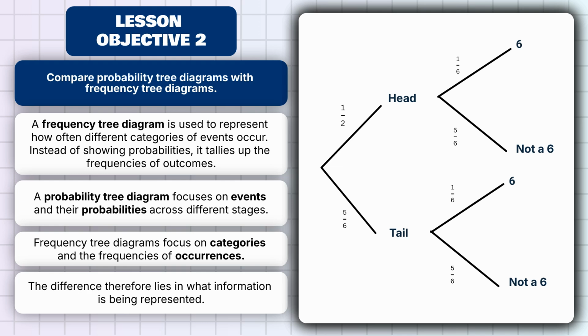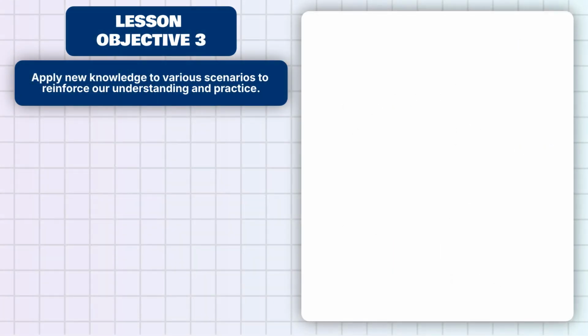Now that we've explained how probability tree diagrams work and how they differ from frequency tree diagrams, it's time to put this knowledge into practice. Let's start with a basic example to illustrate how to use a probability tree diagram. Example 1. Flipping a coin and rolling a die.